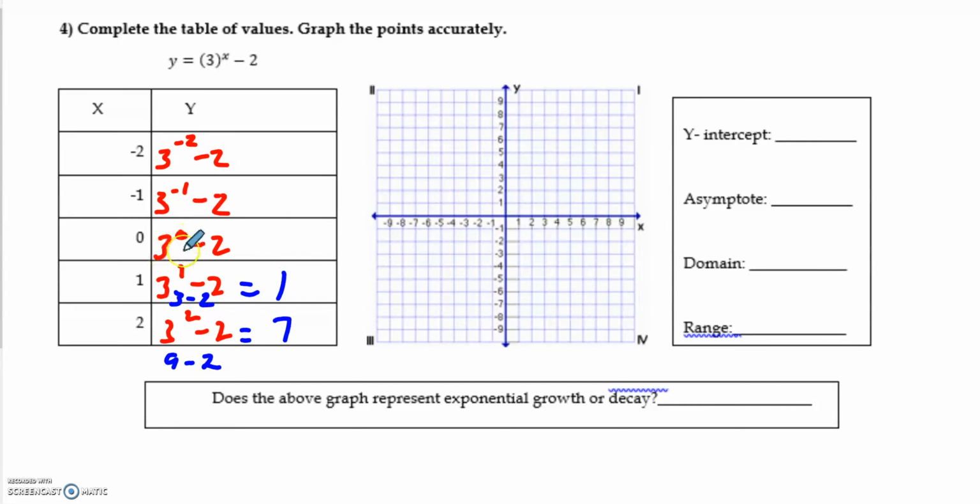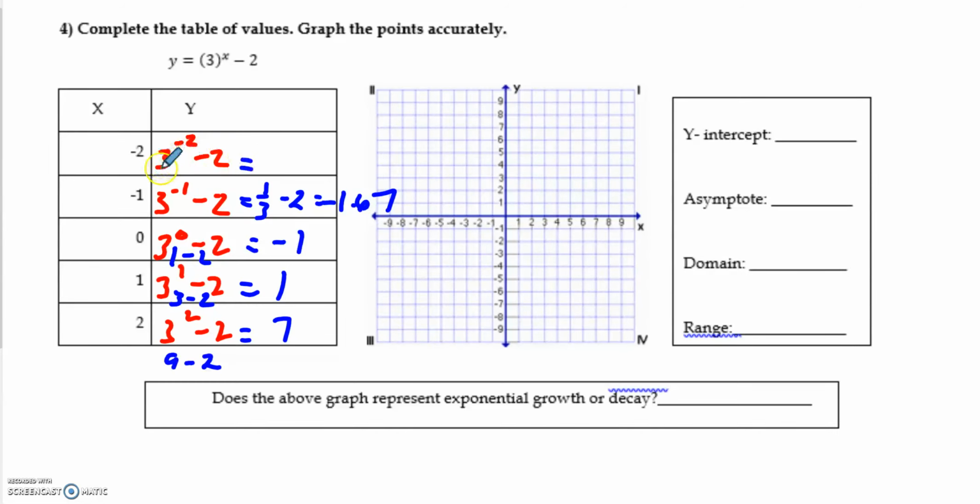3 to the 0th is 1 minus 2, which would be negative 1 is my output. 3 to the negative first, remember, does not cause negative numbers. It causes reciprocals or fractions. So this is really 1/3 minus 2, which as a decimal would be about negative 1.67.